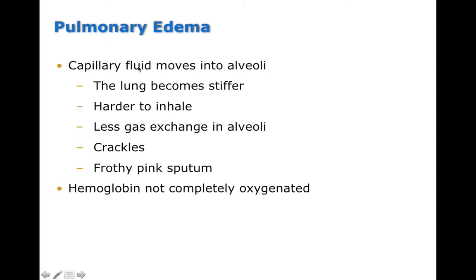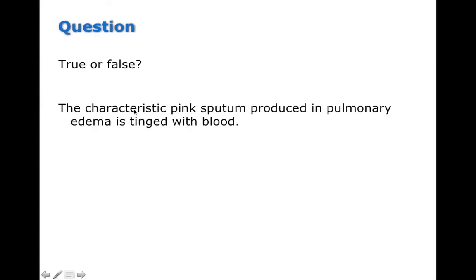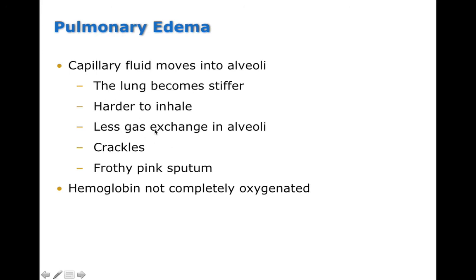Now, capillary fluid ends up being forced into the alveoli through an increase in capillary hydrostatic pressure. If you guys remember going back to the blood vessel chapter, we talked about how an increase in capillary hydrostatic pressure can force more blood plasma across the capillary wall into the interstitial fluid. And so in this case, the alveoli can start to accumulate a lot of fluid. The lung becomes more stiff. It's harder to inhale because there's more resistance. You're going to see less gas exchange in the alveoli because of a thickened membrane.